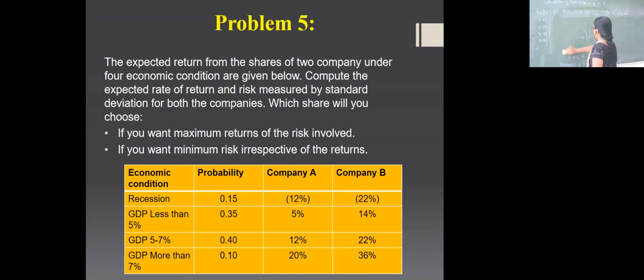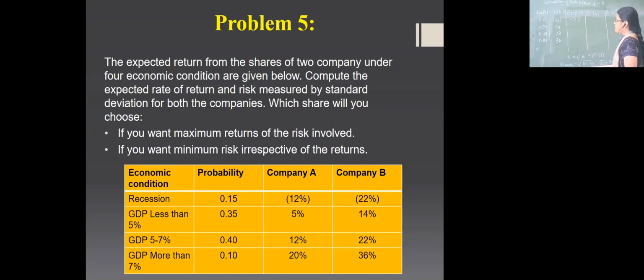Be careful when you are using plus symbols and minus symbols, because when you multiply or square it out, your values will change. So we are doing for company B now. What is the return? Minus 22, 14, 22, 36. Can anyone tell what is ER? 0.15 into minus 22, minus 3.3.